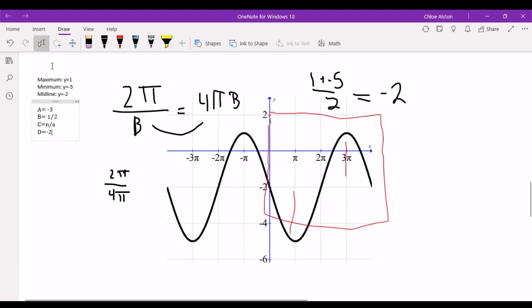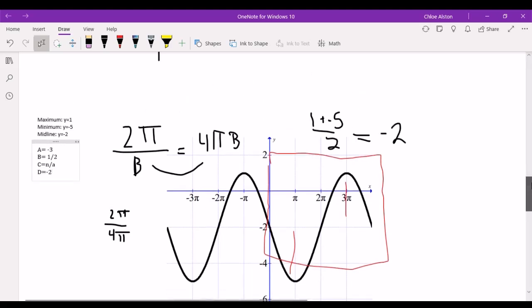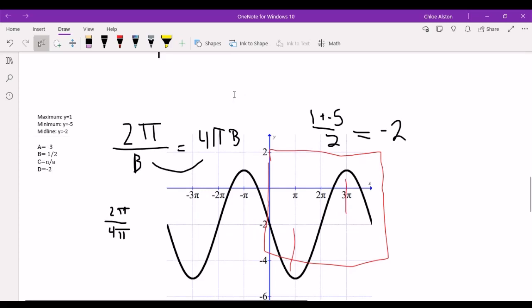Now with this information, we can go ahead and write the equation, and our equation is -3 sine of 1/2 x, minus 2. And that's how we solve our first equation.